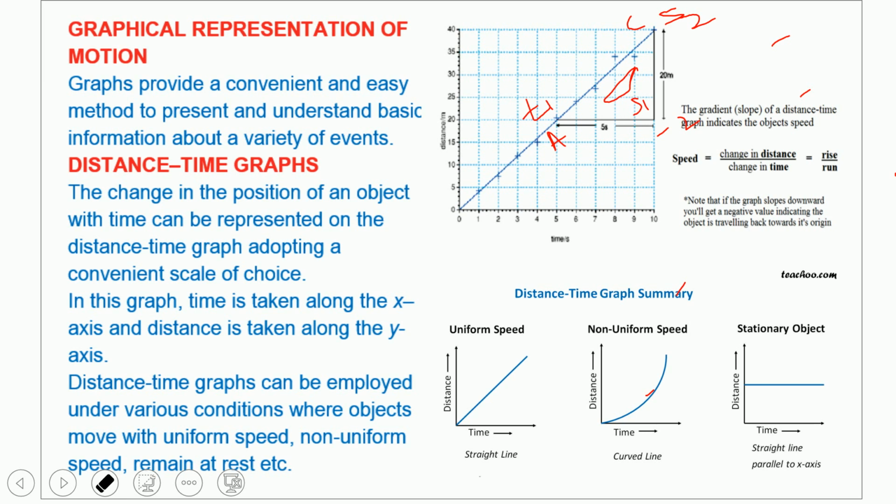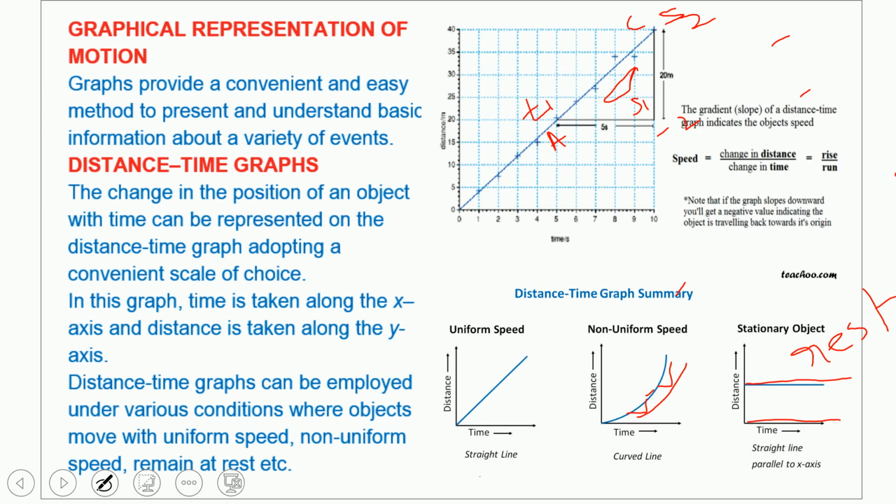Now this is the non-uniform case. In the non-uniform case, you will get a curve like this. In the case of the curve, if you take the slope at different places, it will be different. Understand? Now this is stationary. Stationary means the object is at rest. If it is at rest, the line will be parallel to the x-axis.